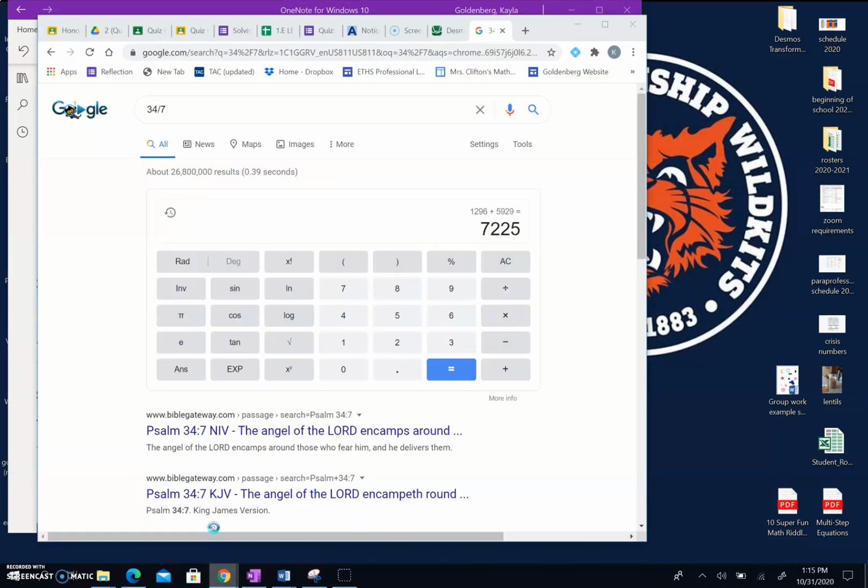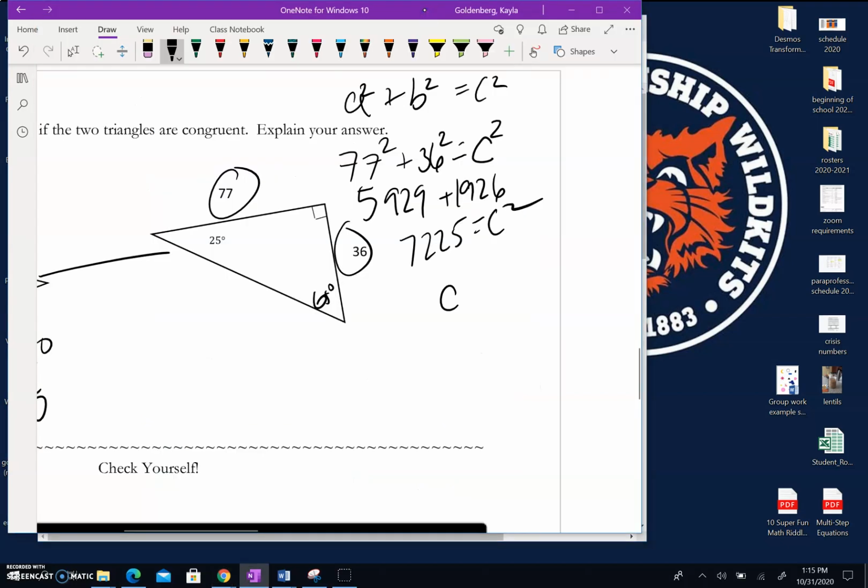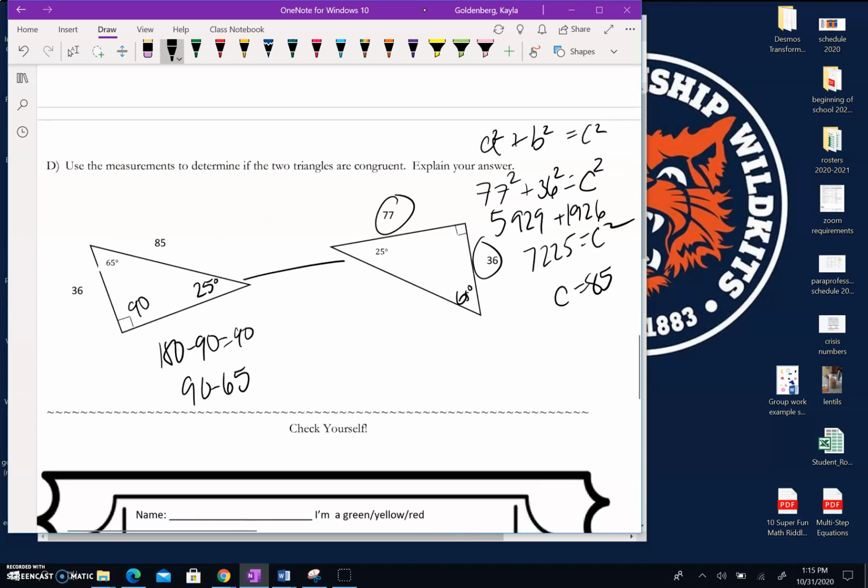Let's see if that is a square rootable number. So I'm going to square root 7225. And it is. C is equal to 85. Let's double check the other side. Yep, the other side is 85. That means we would be able to conclude that this should also be 77. So it looks like we've got matching sides.